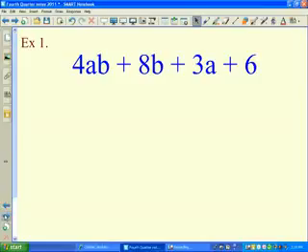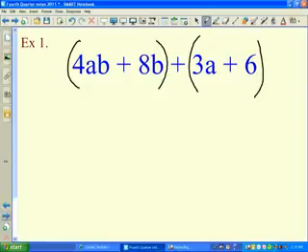Now compared to the questions we've been dealing with before, hopefully you notice that, hey, you have 4 binomials right here. One of them is the 4ab, the second one is the 8b, the third one is the 3a, and the fourth one is the 6. So step 1 says I need to put parentheses around 2 binomials. So I'm going to put a parenthesis around 4ab plus 8b, and then I'm going to put a parenthesis around 3a plus 6.